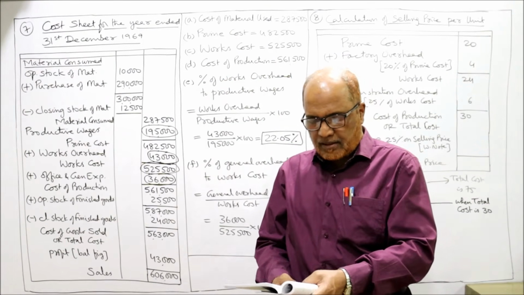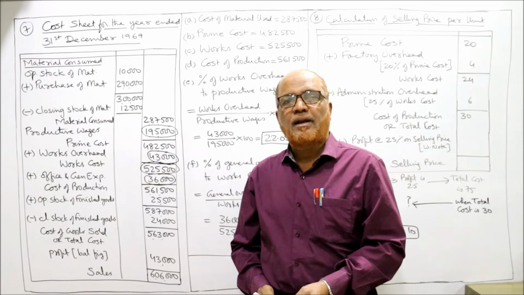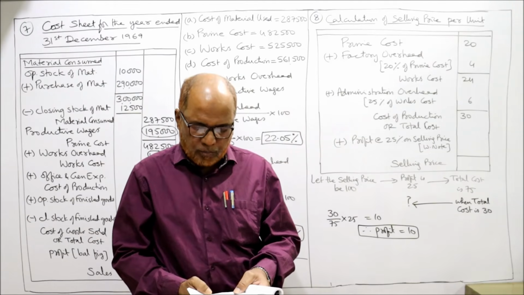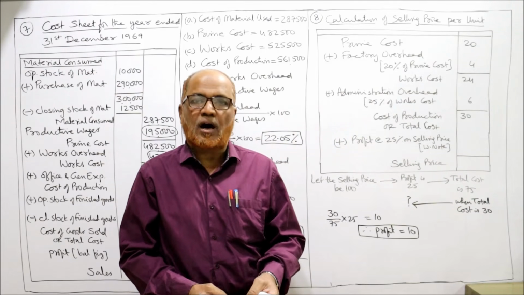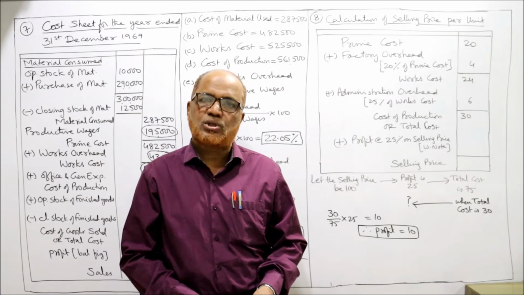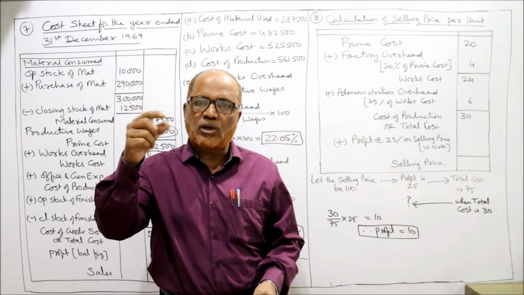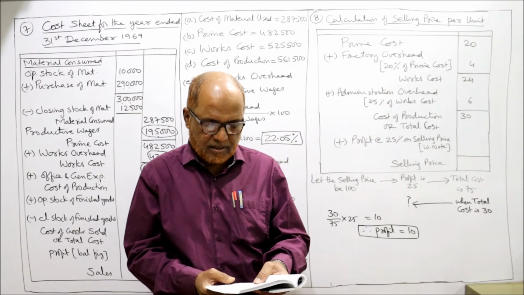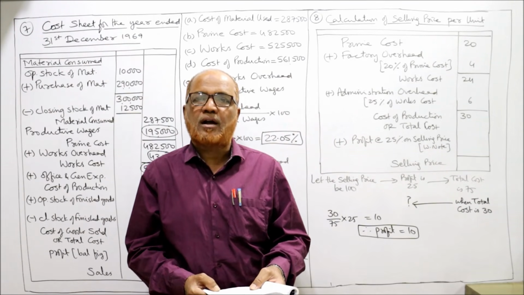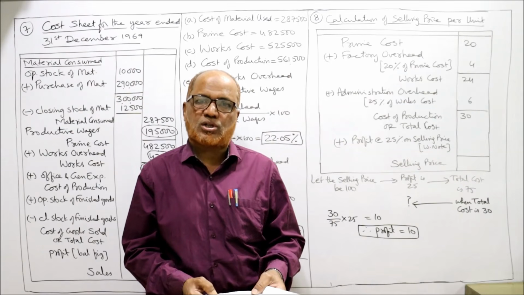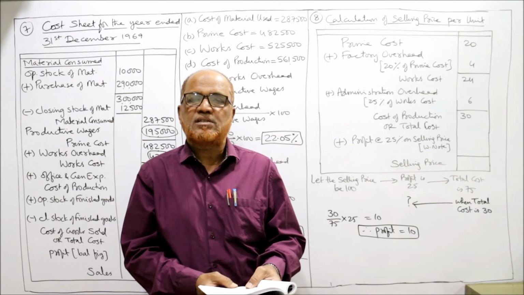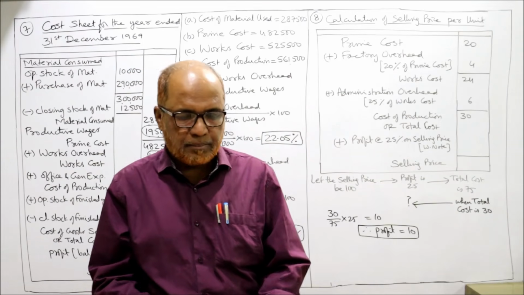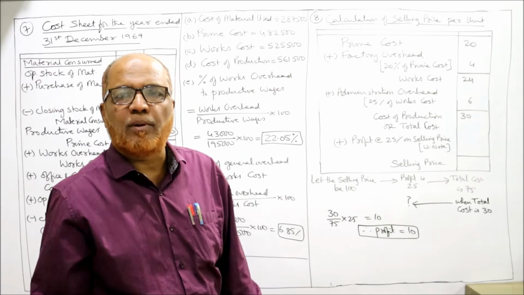For product A, the prime cost is directly given, 20 rupees per unit. Factory overheads are 20% of prime cost. So whatever prime cost is given, we will calculate 20% of it and the factory overhead comes. Then administration overheads are 25% of works cost. Then profit is 25% on selling price. Calculate the selling price. It's a very small problem.